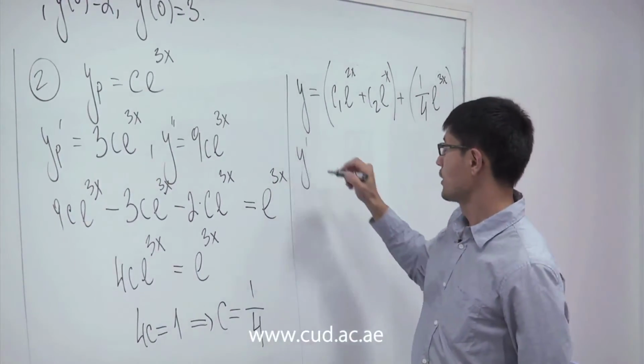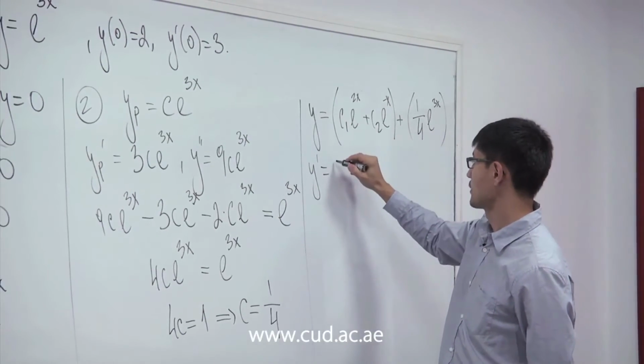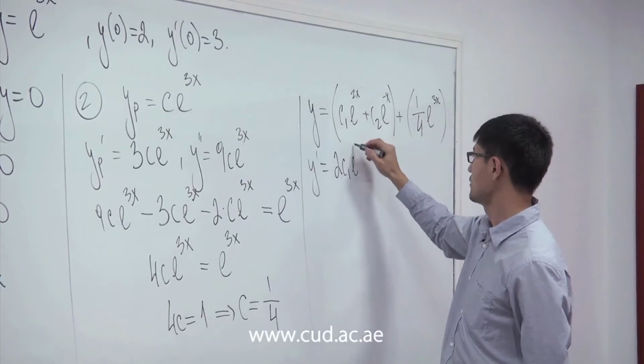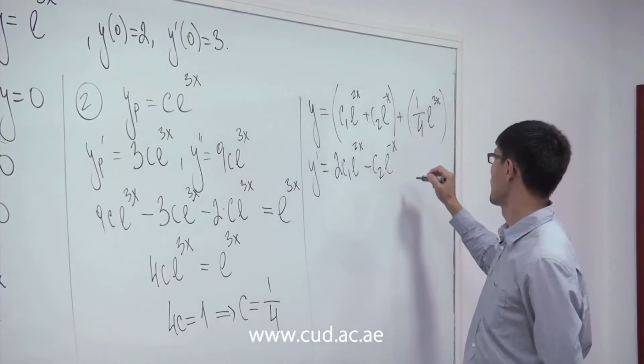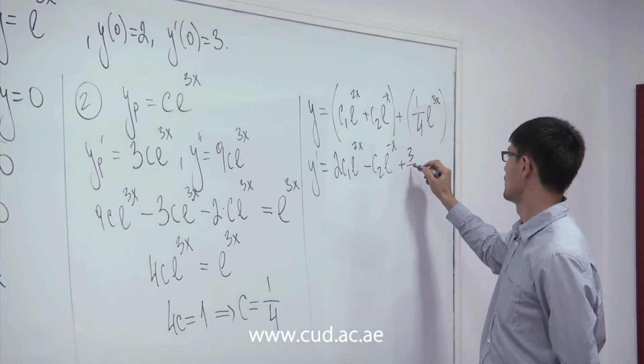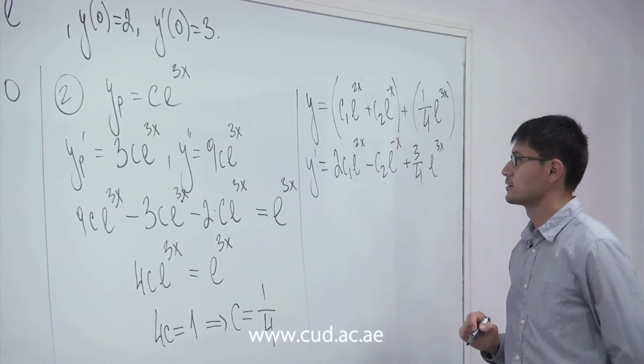Now let's figure out c1 and c2 using the initial value conditions. We need to know what is y prime. So let's take the derivative. And if we take the derivative, we get 2c1 e to the 2x minus c2 e to the minus x plus 3 over 4 e to the 3x.